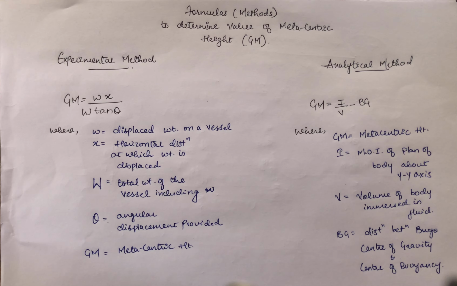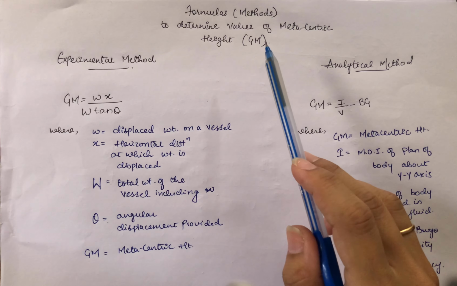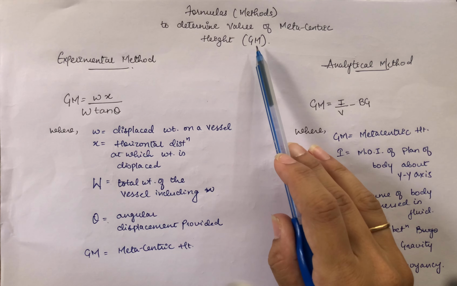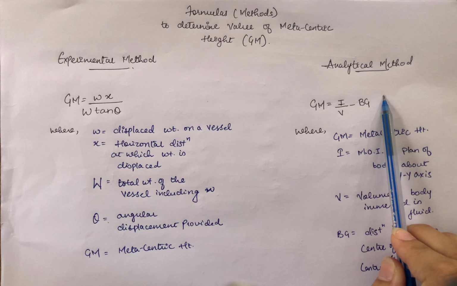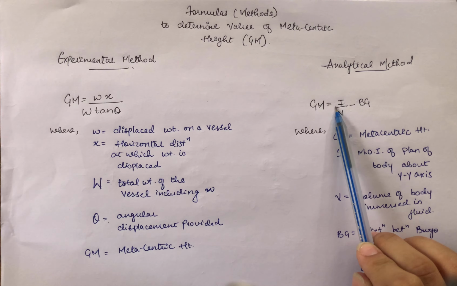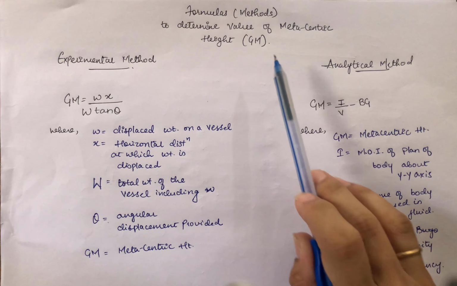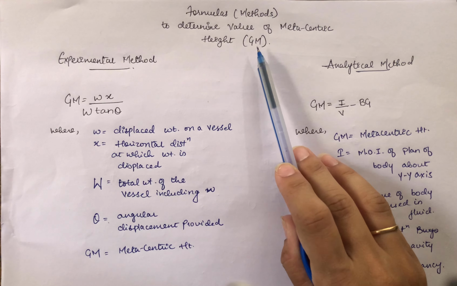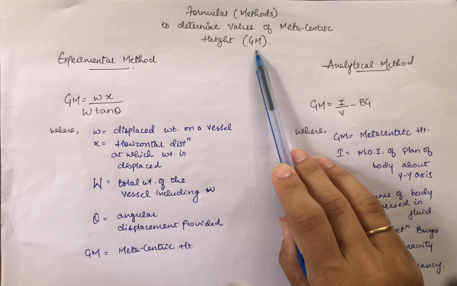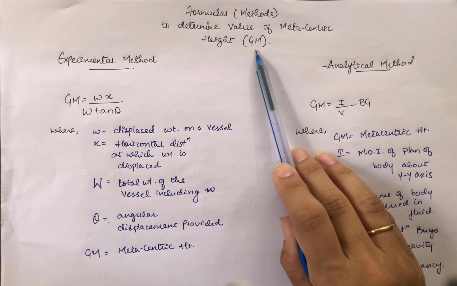Students, today in this video we are going to see how we can determine the value of metacentric height GM using the experimental method as well as the analytical method. As we have seen in our previous video, the value of metacentric height GM plays a very important role in the stability of floating bodies, and those floating bodies may be boats, ships, pontoons, etc. So let us see what these methods are.